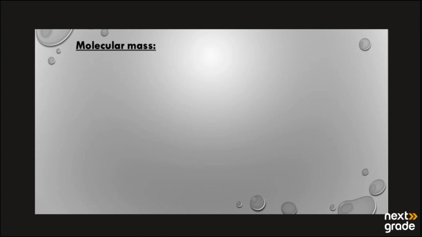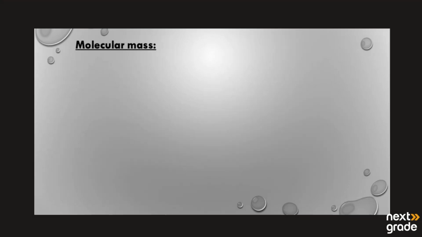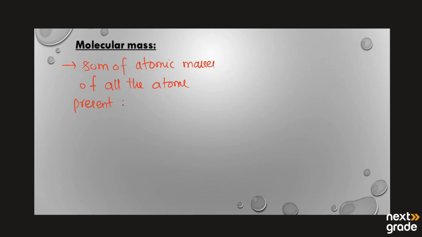The first one we have is molecular mass. Basically, molecular mass is the sum of atomic masses of all the atoms that are present in the molecule. So we need to take the sum of atomic masses of all the atoms.